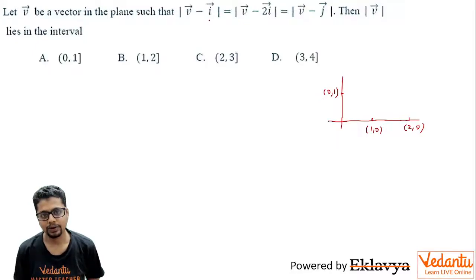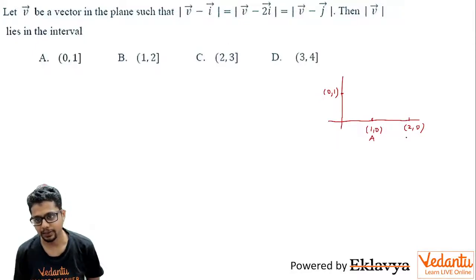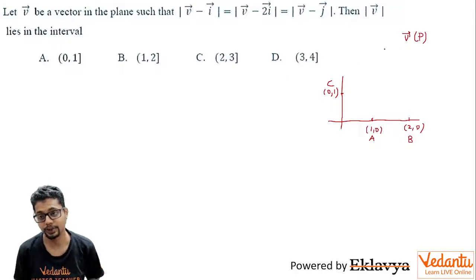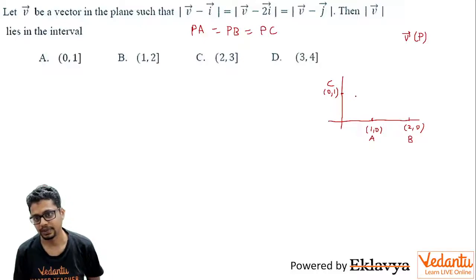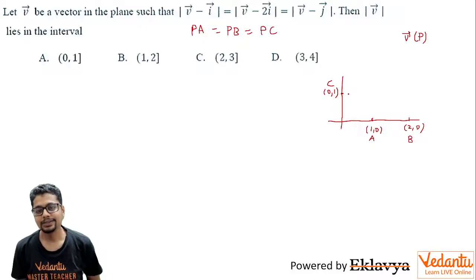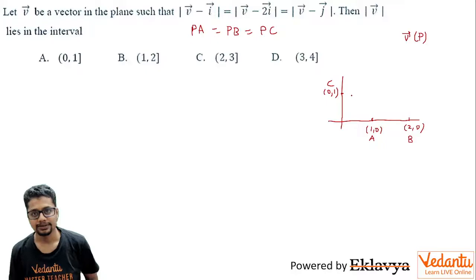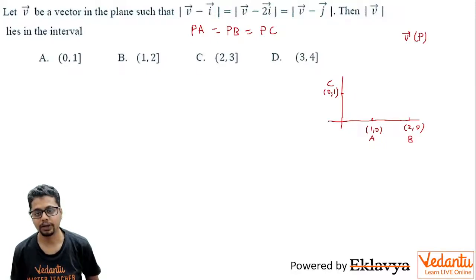So this means, let's say this point is A, this point is B, this point is C, and v vector represents point P, or is the position vector of point P. So that means distance PA equals distance PB equals distance PC. So P is the center of the circle passing through A, B, C. That's what point P is, and hence you can get the v vector and hence its magnitude.